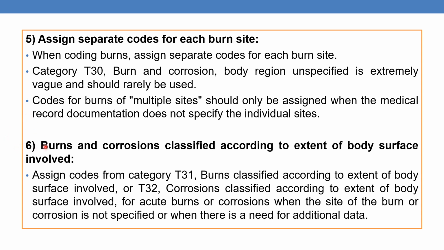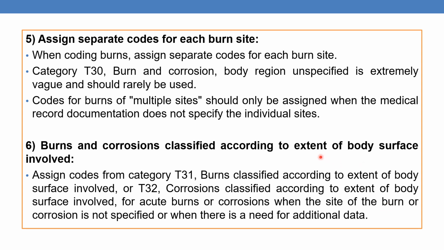Next, coming to the next guideline, burns and corrosions classified according to the extent of body surface area. Assign codes from category T31, burns classified according to extent of body surface area, or T32, corrosions classified according to the extent of body surface area, for acute burns or corrosions, when the site of burn or corrosion is not specified or when there is need for additional data.